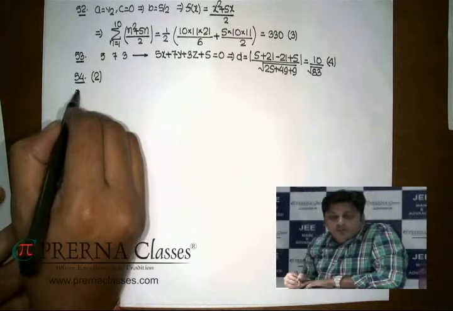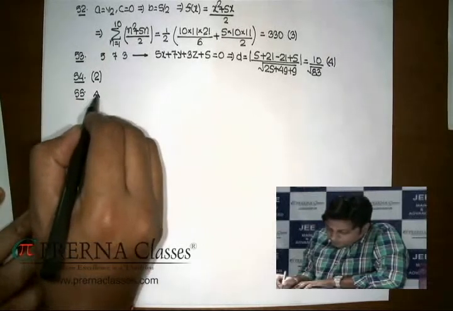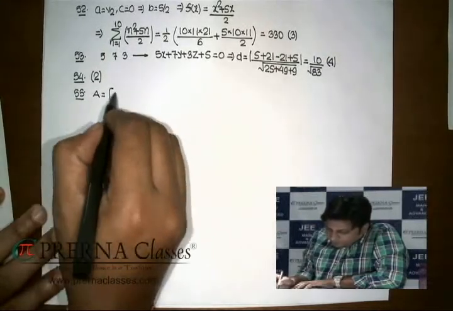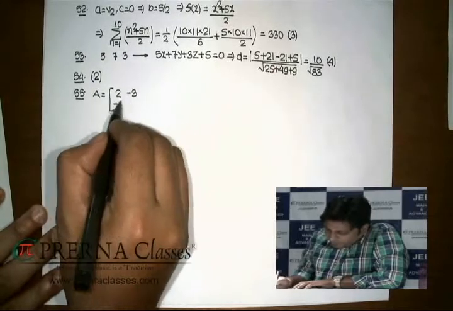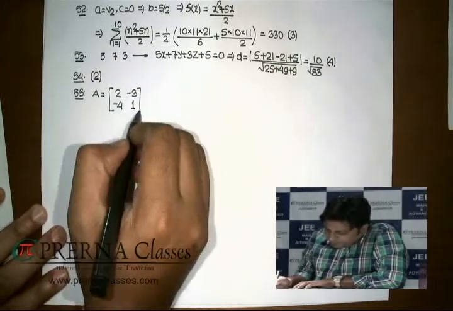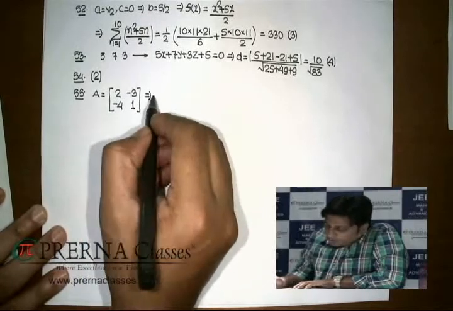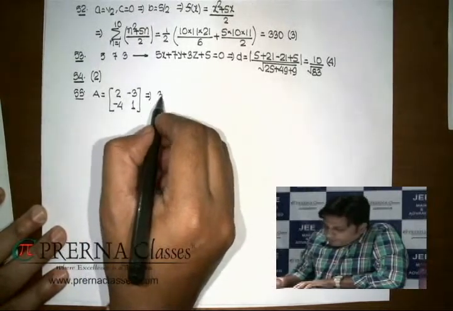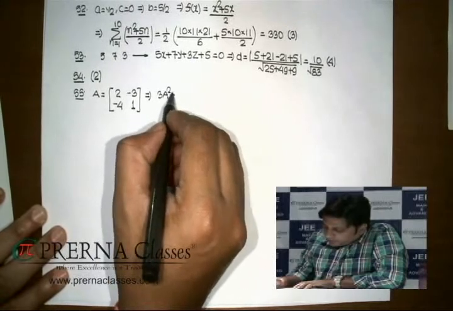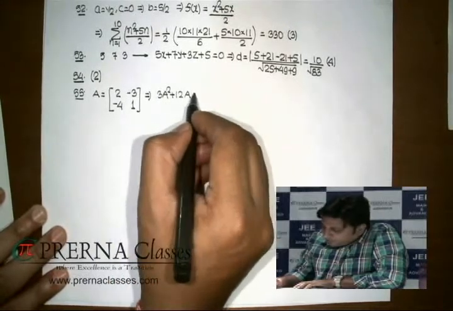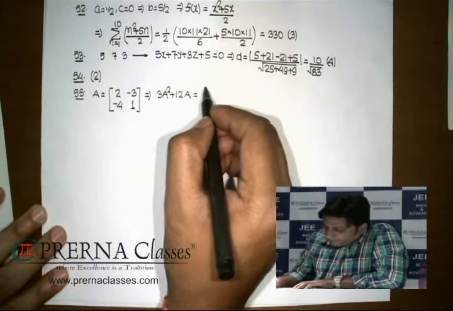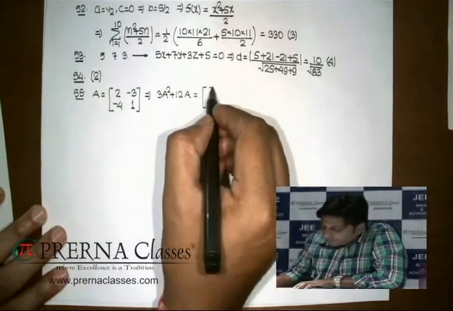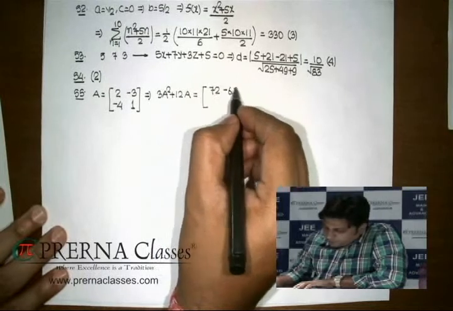Question number 55, a question from matrices. A matrix of order 2 by 2 is given to us. Utilizing this matrix, if we will compute the matrix 3A square + 12A, that matrix will turn out to be this much.